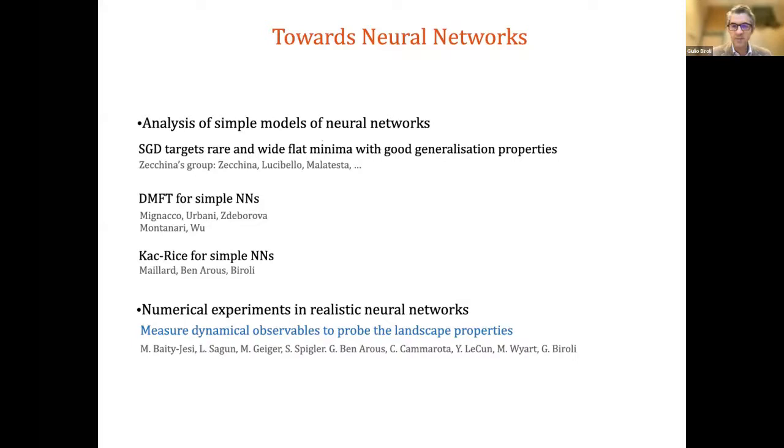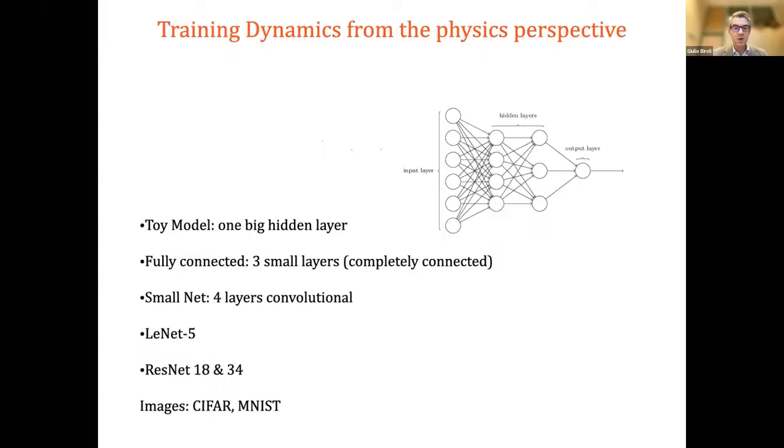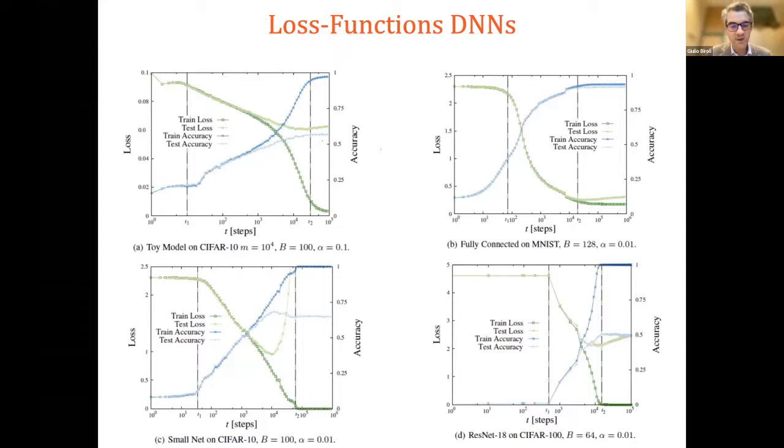The idea is really the approach of a physicist. We measure some dynamical observables that we know in physics are useful to probe the landscape, and we do the same in the case of neural networks. The models that we studied go from very simple to a little bit less simple architectures, from fully connected to a small convolutional network, and we use image data from CIFAR and MNIST. Here is just a collection of the behavior of loss and accuracy for the different networks that we study: the train loss, the train accuracy, and the test accuracy. You see a behavior which is kind of similar.